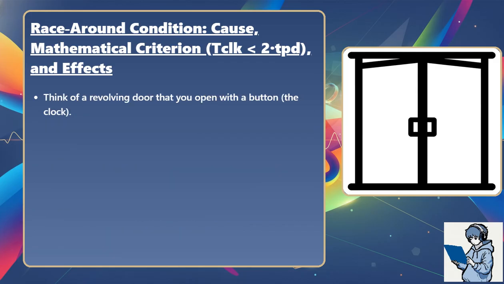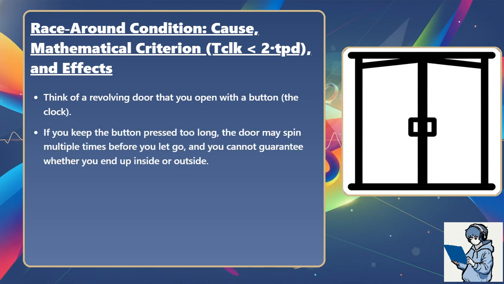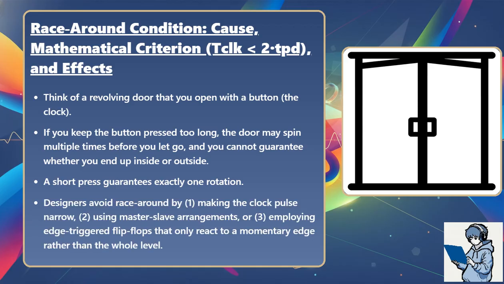Analogy: think of a revolving door that you open with a button in the clock. If you keep the button pressed too long, the door may spin multiple times before you let go, and you cannot guarantee whether you end up inside or outside. A short press guarantees exactly one rotation. Designers avoid race around by making the clock pulse narrow, using master-slave arrangements, or employing edge-triggered flip-flops that only react to a momentary edge rather than the whole level.